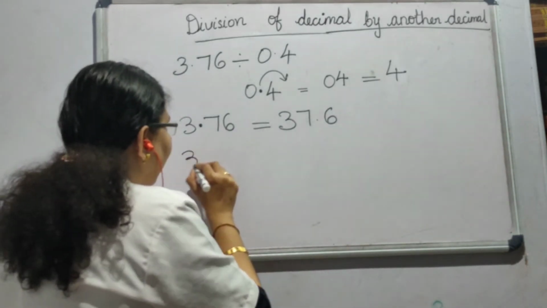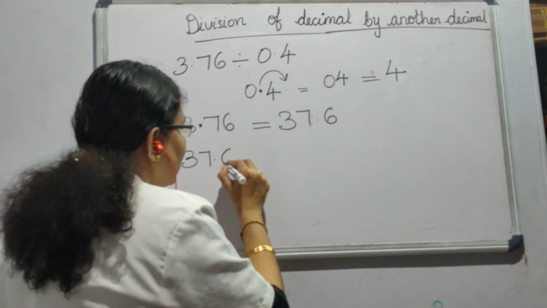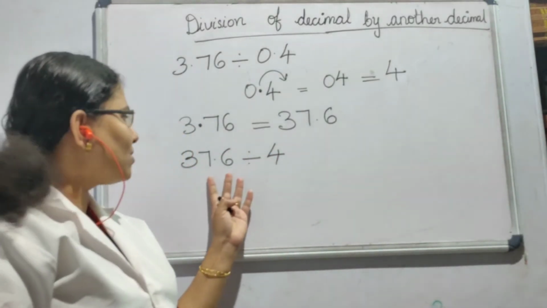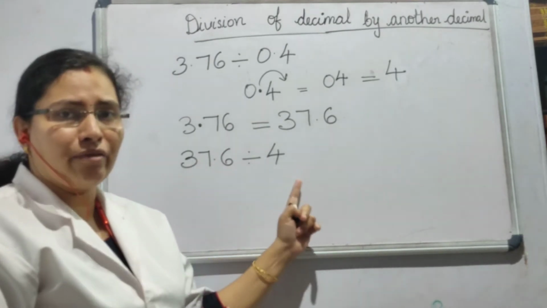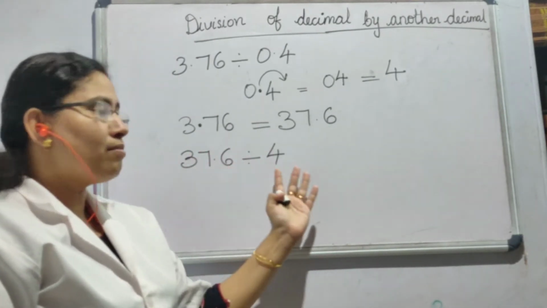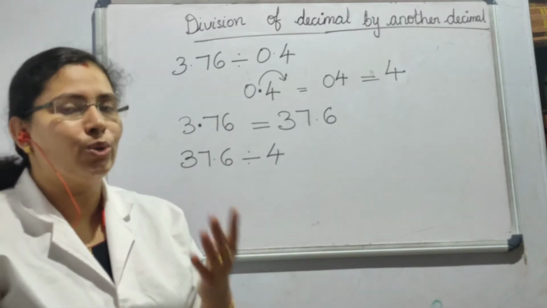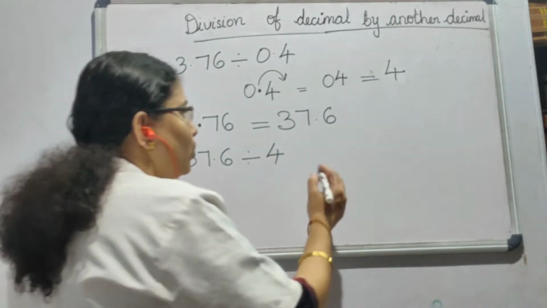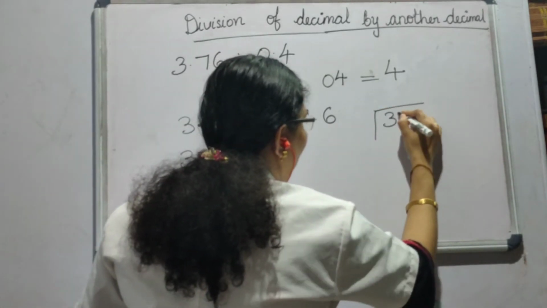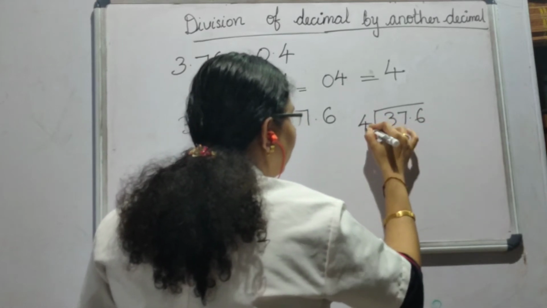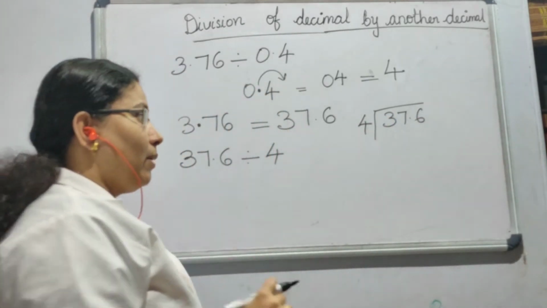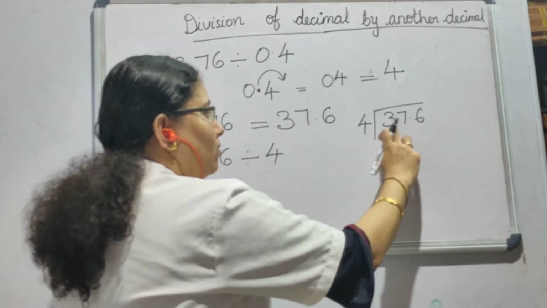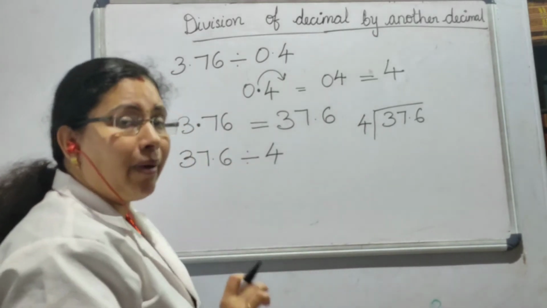So now the new dividend is 37.6 and the new divisor is 4. Now look at this: 37.6 and 4, a decimal by a whole number. You know how to divide a decimal by a whole number, right? How to divide 37.6 divided by 4? First we look at the whole number part. 37 is the whole number part. We just divide 37 by 4.